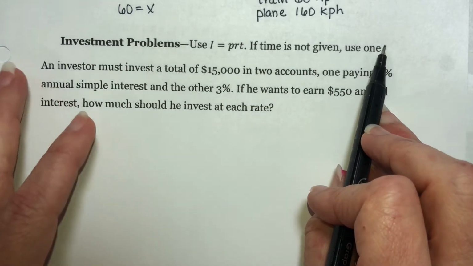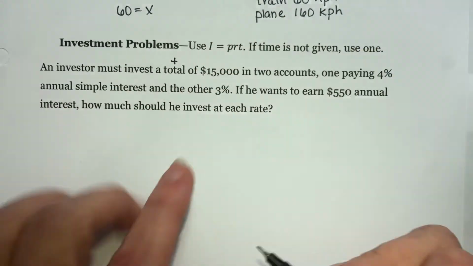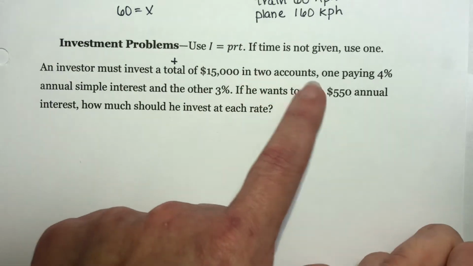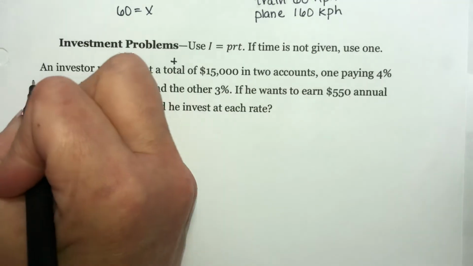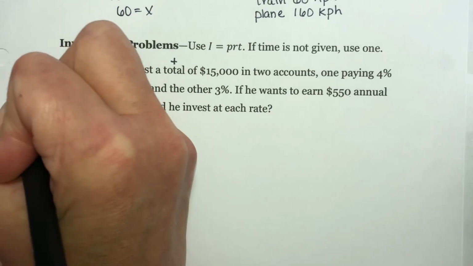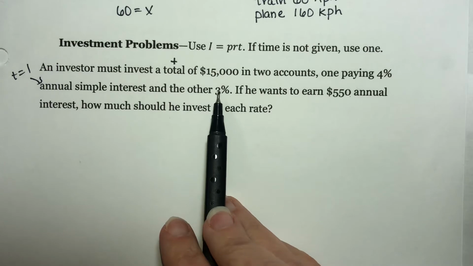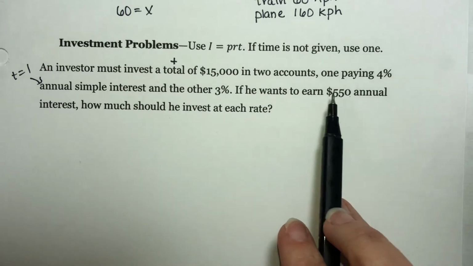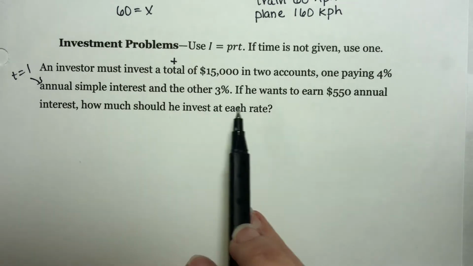Okay. An investor must invest a total of $15,000 in 2 accounts. One pays 4% annual simple interest. That annual tells me that my time equals 1. And the other 3%. If he wants to earn $550 annual interest, how much should he invest at each rate?